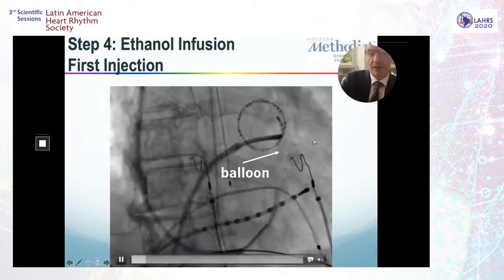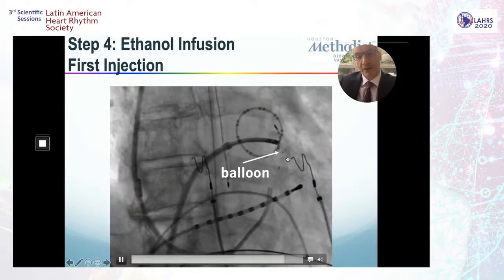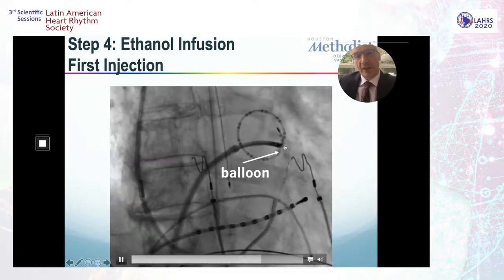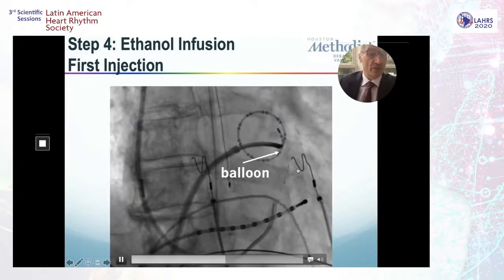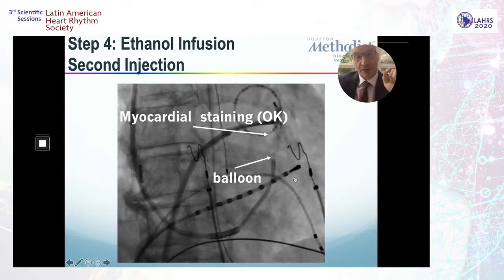So this is as far as we could get this balloon in this vein of Marshall, and we're delivering the first injection, and then we give contrast. Notice that there's some myocardial staining, and then through collateral, you see contrast coming back to the CS, usually through appendage veins that drain into the coronary sinus.